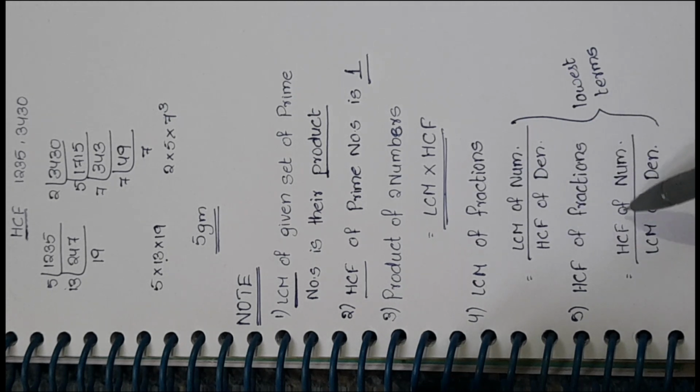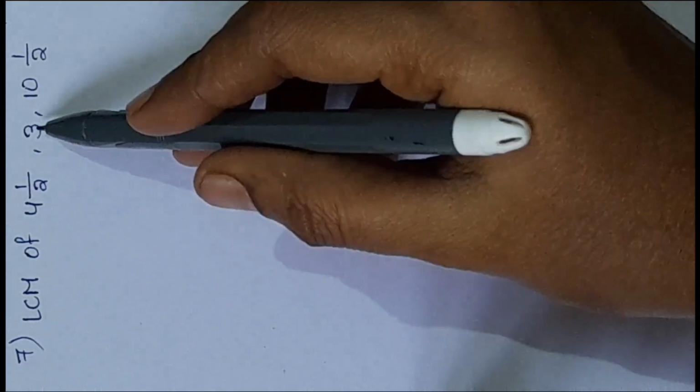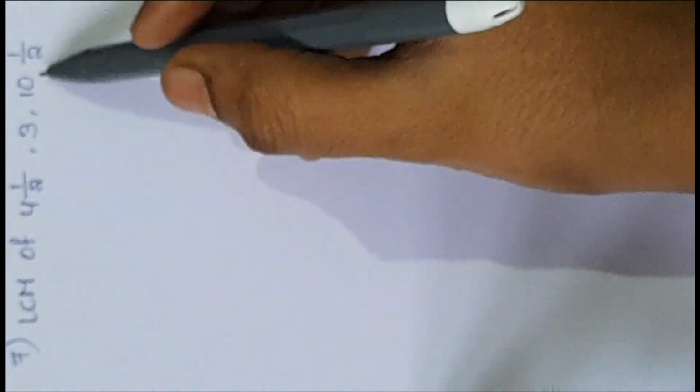HCF of fractions is the HCF of the numerators by the LCM of the denominators. But all these terms should be in the lowest terms only. Seventh question: LCM of 4 1/2, 3, 10 1/2. Now we should write this in the lowest terms.